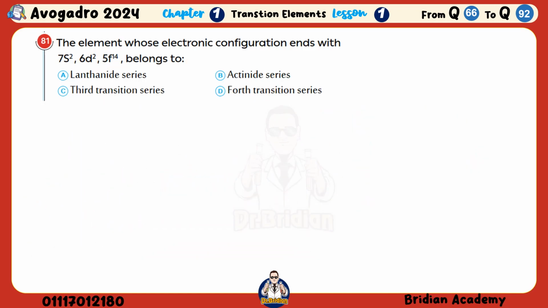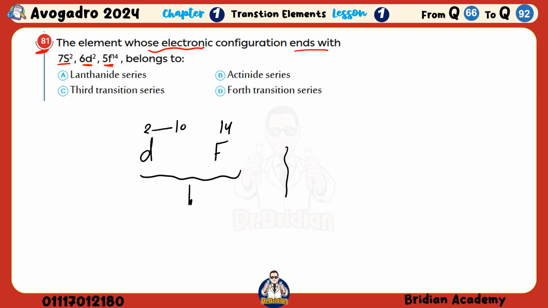Question number 81, the element whose electronic configuration ends with 7s2, 6d2, 5f14. Okay, we mentioned that note before. If you have D successively filled in sequence from 2 to 10 electrons and F is completely filled with 14, this electronic configuration belongs to main transition elements, whatever the number of the transition series.